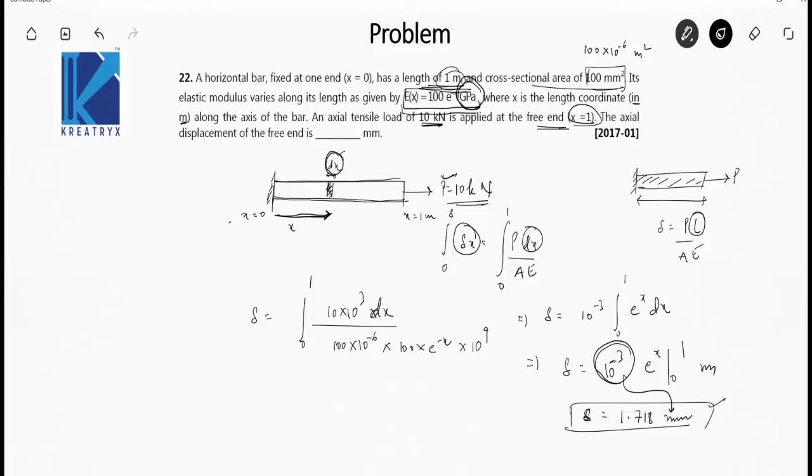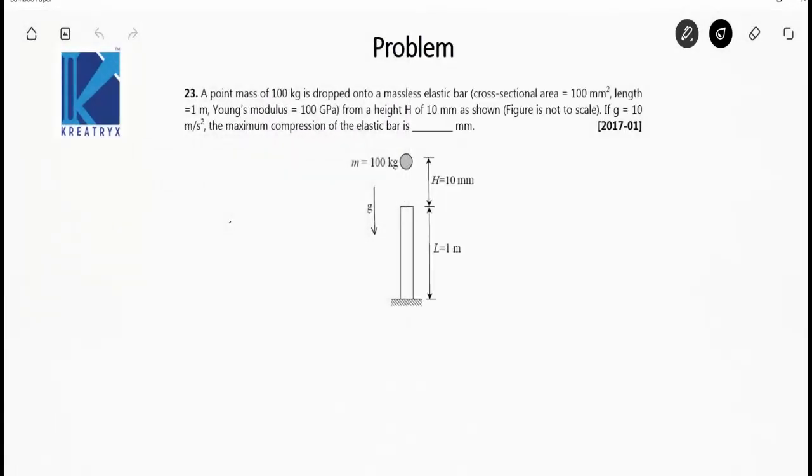Okay, so next question. This question is directly based on the formula that we study.